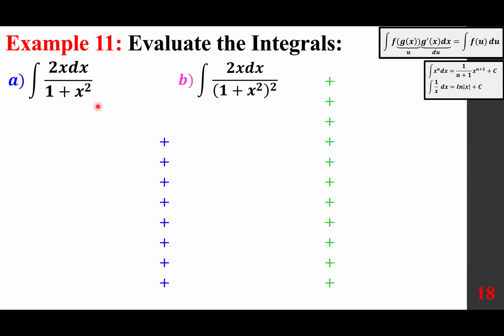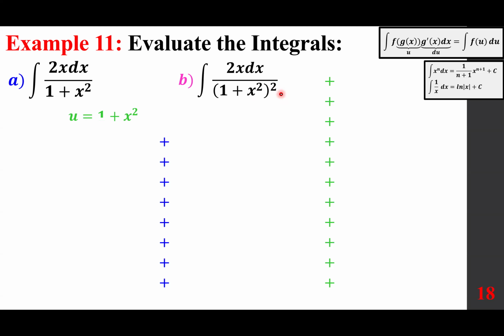Now, I want to look at these questions side by side. The integral of 2x dx over 1 plus x squared versus the integral of 2x dx over 1 plus x squared quantity squared. And what I want to emphasize is when you integrate, of course, this happened to be a rational function, but any fractional format after simplifying it, the denominator is a choice of u, but if the denominator has the exponent, it is the choice of u without the exponent, okay?